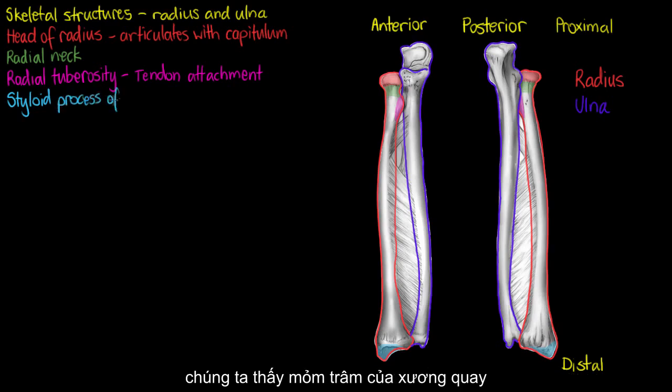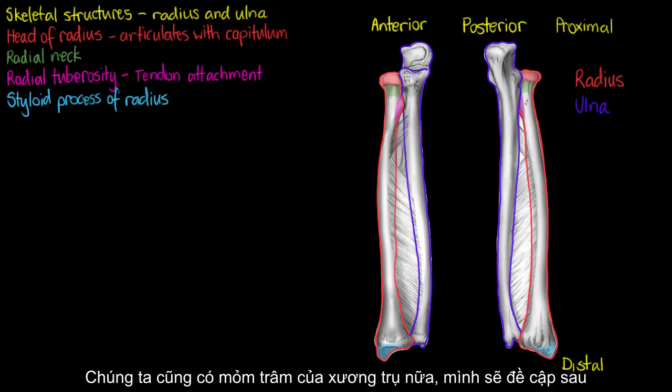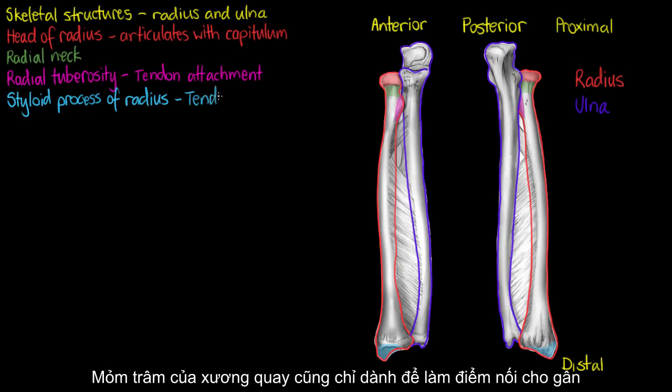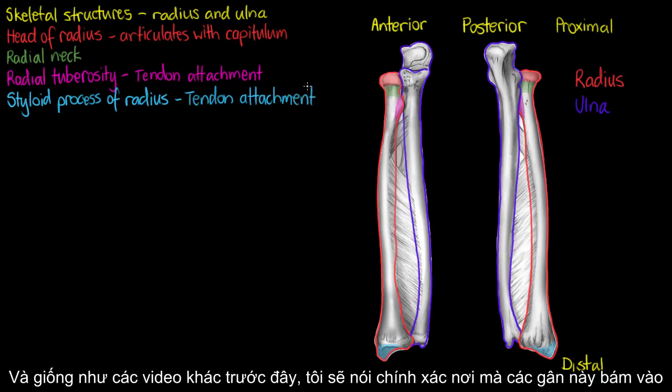Moving right down to the distal end of our radius here, highlighted in blue, we can see the styloid process of the radius. And we also have a styloid process on our ulna, which we'll get to. Now the styloid processes are once again just for tendon attachment. And as I've said in all the other videos, in the later musculoskeletal videos, we'll talk about exactly what tendons are attached to these bones.